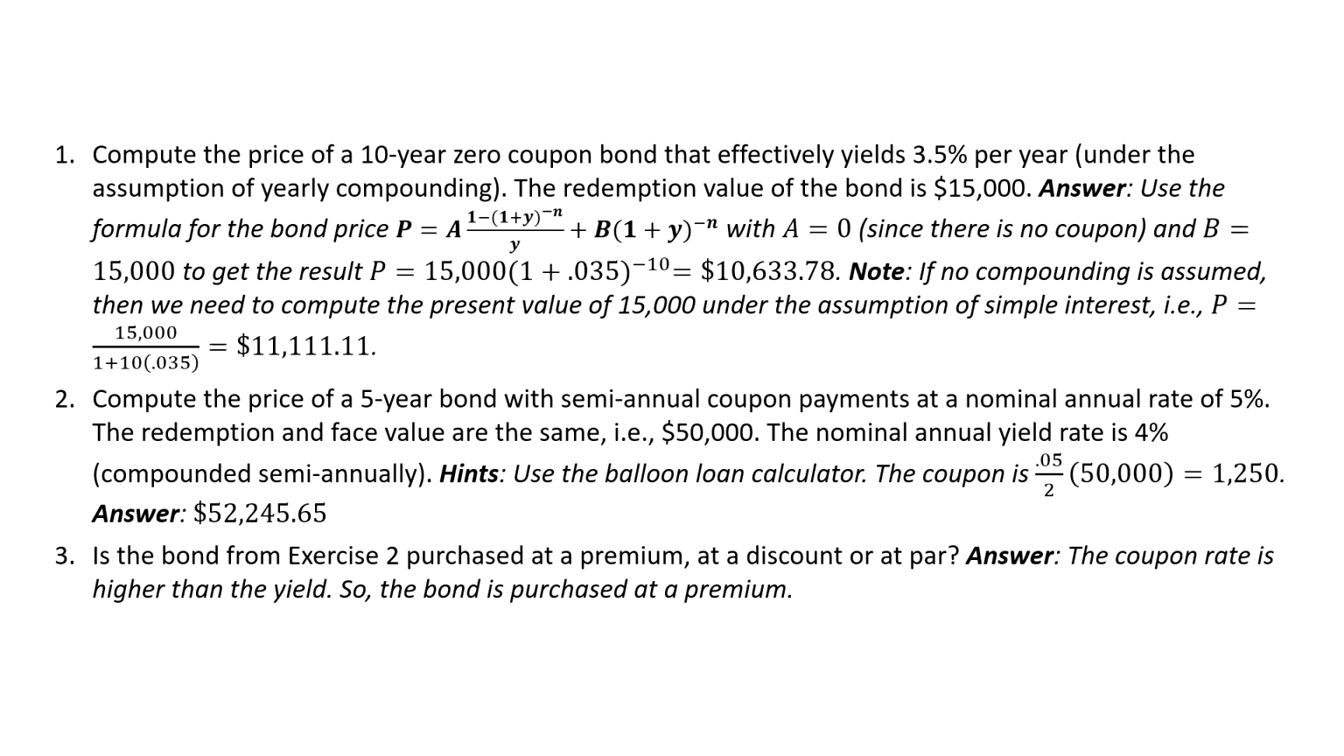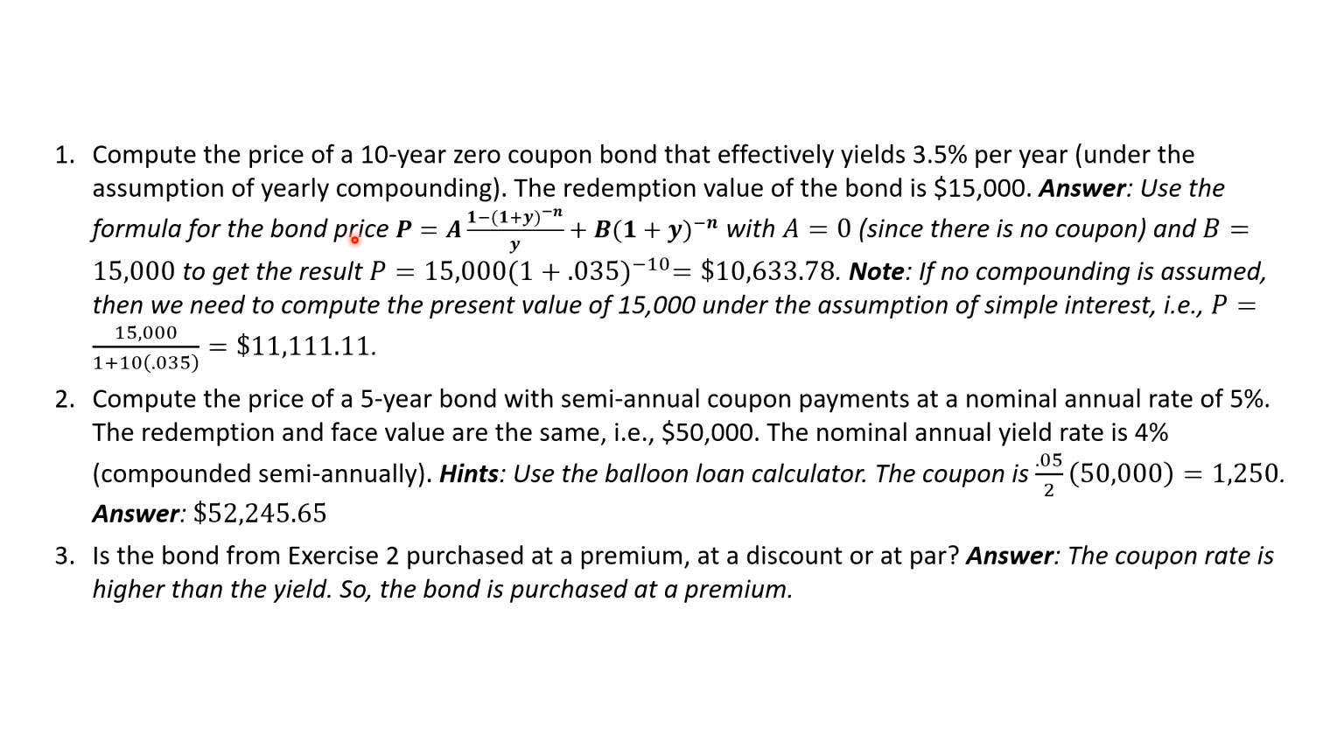On this slide and the next couple of slides, I have some exercises. One caution, these pertain not just to this lesson, but the previous 2 lessons on bonds. So the first one is compute the price of a 10-year zero coupon bond that effectively yields 3.5% per year under the assumption of yearly compounding. So we want to find the price here. The redemption value of the bond is $15,000. And I'll give you the answer.